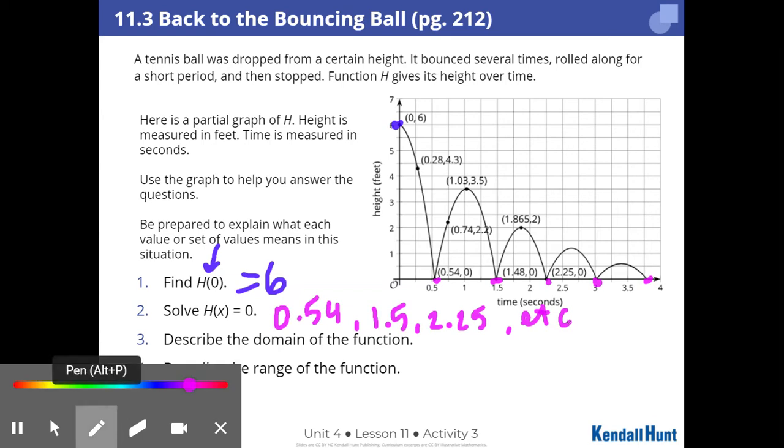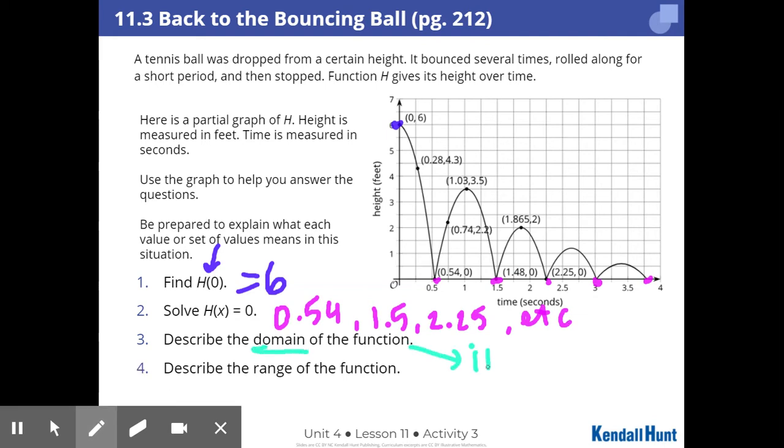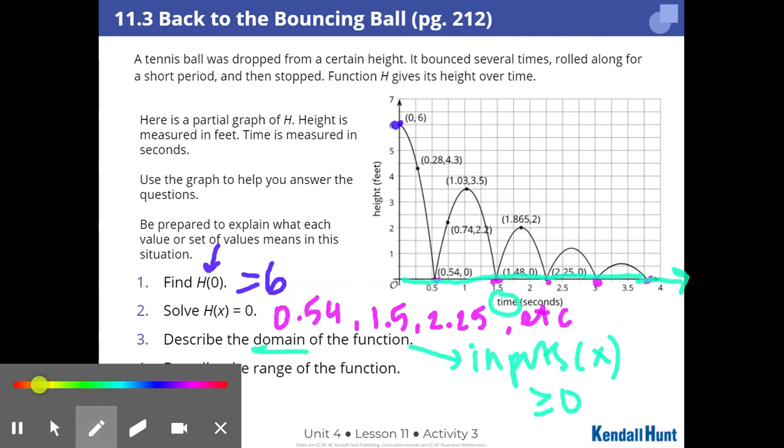Okay, so the domain. Remember, the domain is talking about my inputs or the x values, the possible x values of the function. So in this case, my inputs are my time. What's the possible inputs? Well, really, we know that time could even continue past 4 seconds. And so we're not going to have negative time. So basically, x has to be greater than or equal to 0. So greater than or equal to 0 is going to be my inputs, right? Those x values, time is positive.